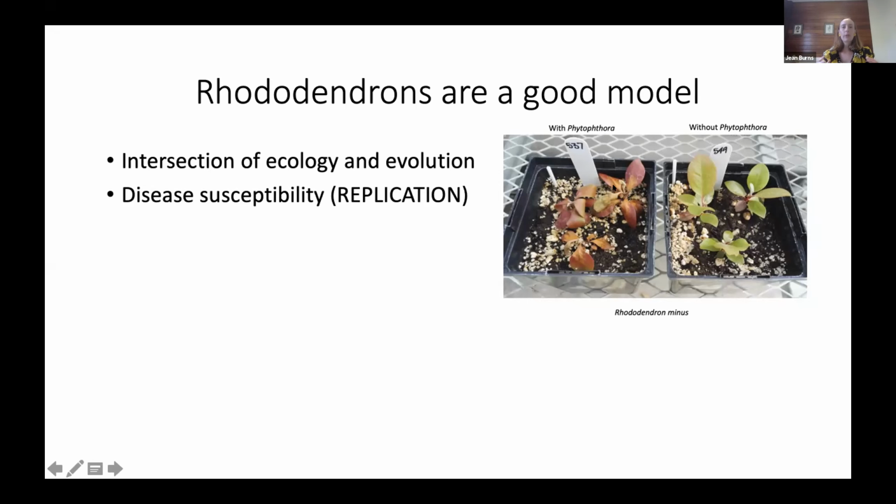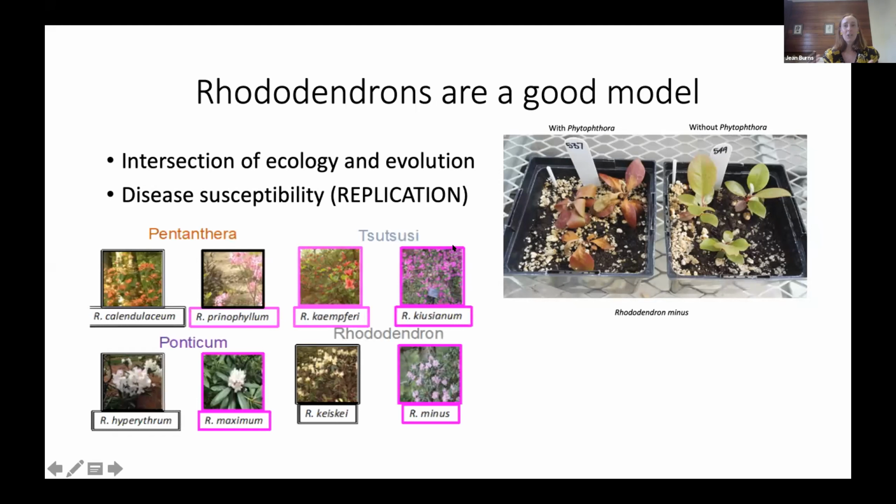But interestingly, from the evolutionary perspective, disease susceptibility occurs multiple times across groups of rhododendrons. So this leads to replication, which I'm sure you all know, scientists are very fond of replication. Basically, anything where there is replication across groups gives us more power to address general questions. And that is especially the case in rhododendrons for susceptibility to Phytophthora.